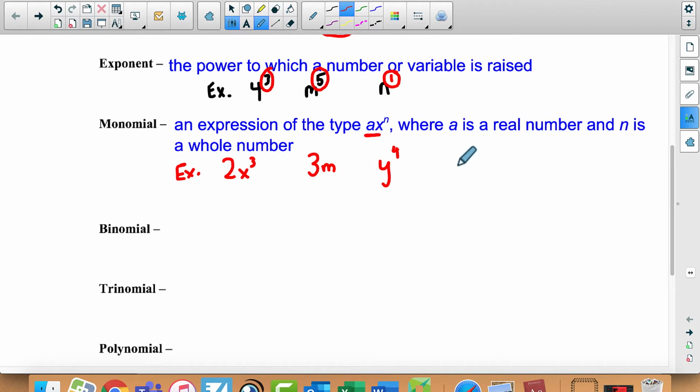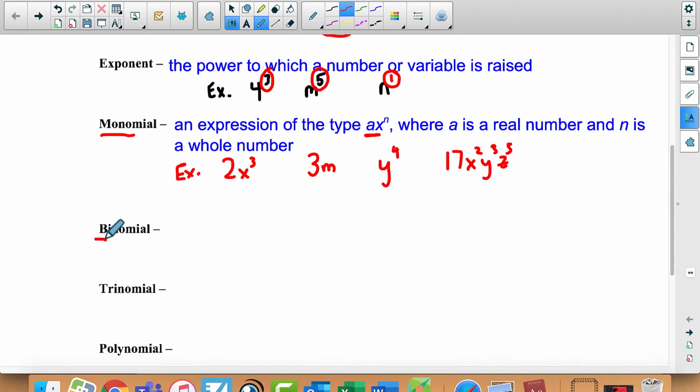Even something like this. I know it doesn't seem to really fit the format here, but here's the key. As long as you don't see a plus or a minus sign, it's a monomial. Mono means one. This is one term. This is one term, one term, one term. As long as there's only one term, it's a monomial.